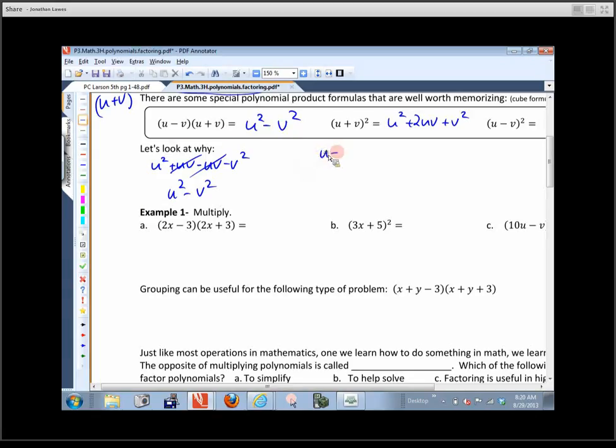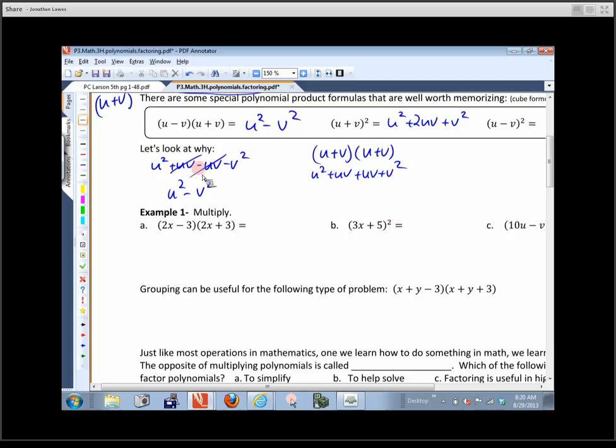If we have u plus v quantity squared, it literally means u plus v times u plus v. It looks very similar to this right here, except for that one negative. So when I distribute the u through, I get u squared, then I get plus uv. Now it's the v's turn. So this is going to be uv and v squared.